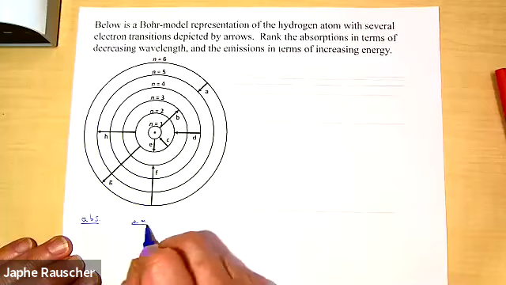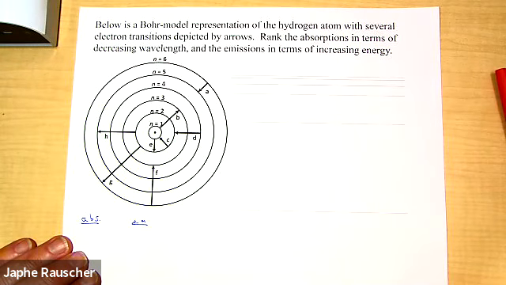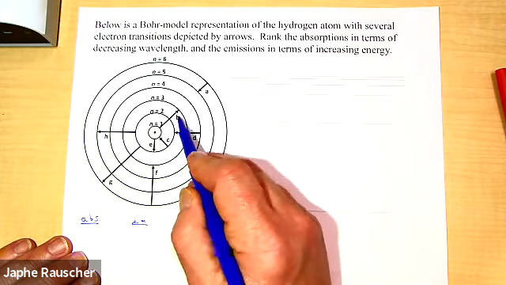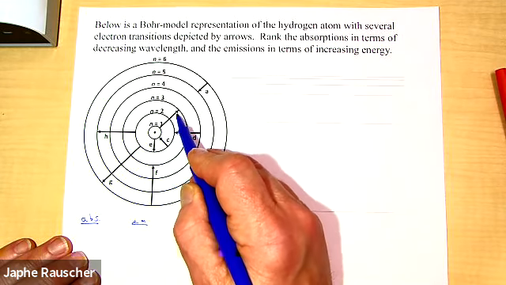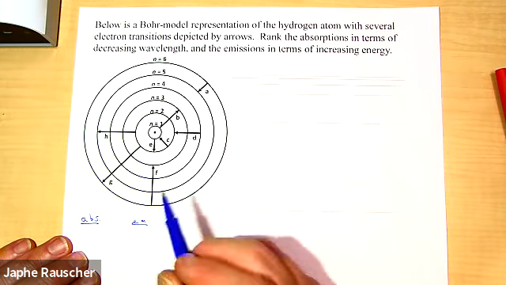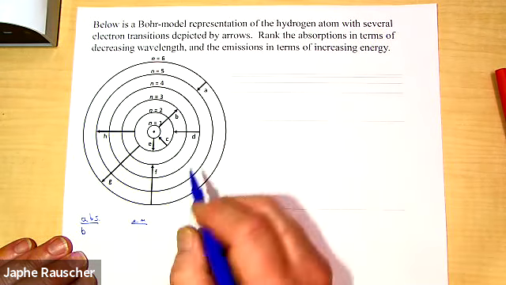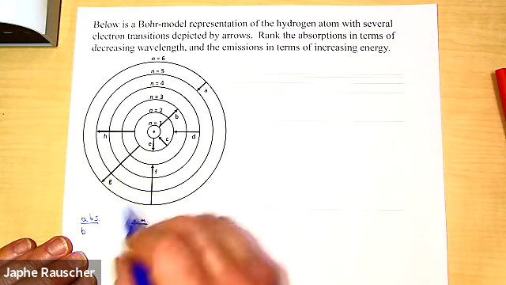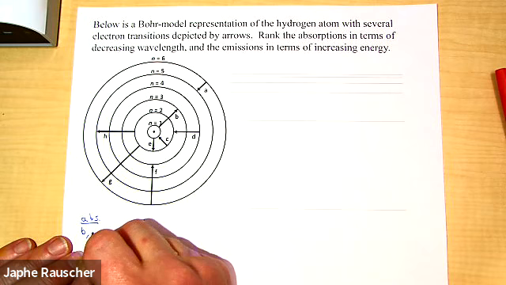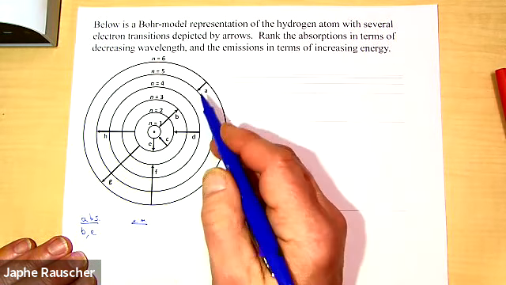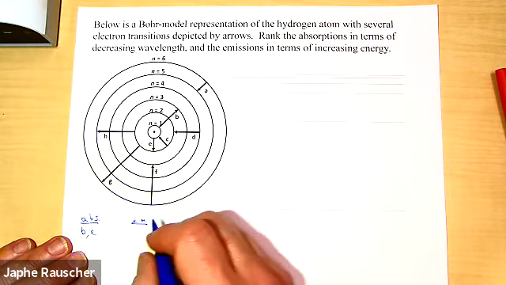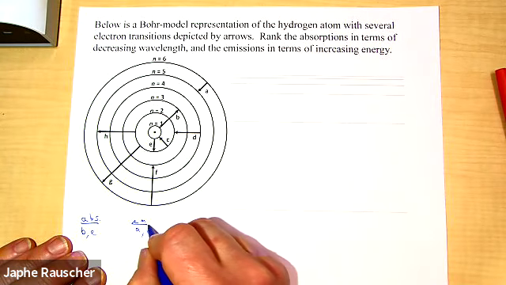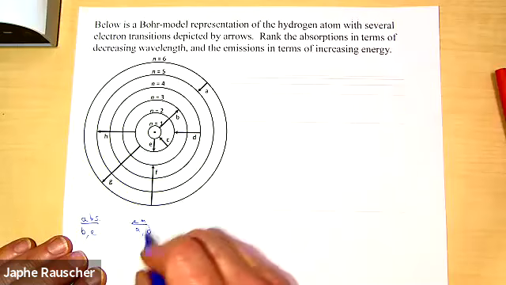Under absorptions, we're going to find anything that goes from a low energy level to a higher one, like this B here. This one's going from 1 up to n equals 3. So B is an absorption. E is also an absorption, from 1 to 2. A and D are emissions because they're going from higher to lower. F is an emission as well.